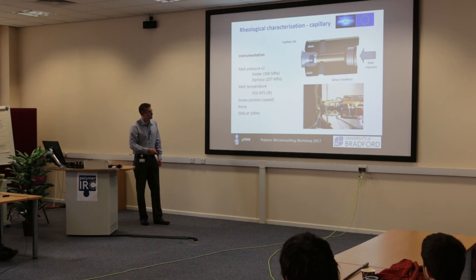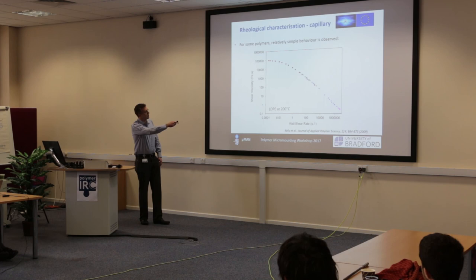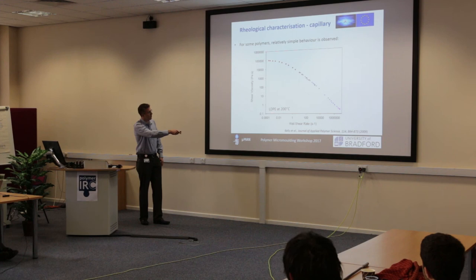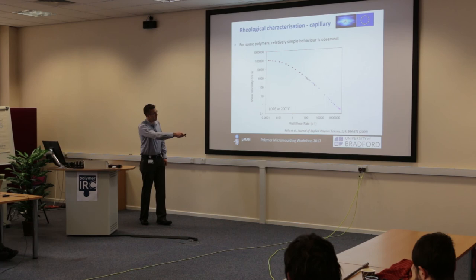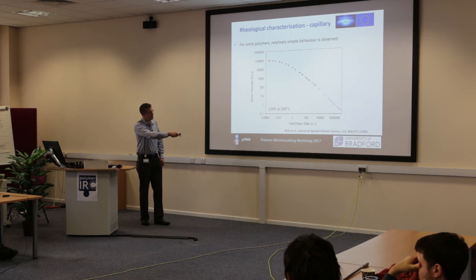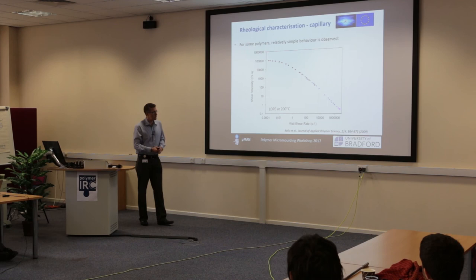So that gives us a huge range of data. From the rotational or oscillatory rheometer, we get right down to shear rates much lower than one. In the intermediate region, the blue curve, we get our data from the capillary rheometer up into the tens of thousands. Even if we really push it with very small dies and big pressure sensors, we can go into the hundreds of thousands, maybe up to close to a million. And then the pink data there, we can get from the injection moulding machine. So we're able to get data into the millions of reciprocal seconds.